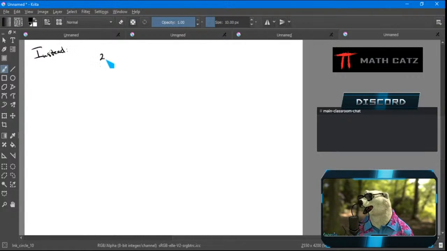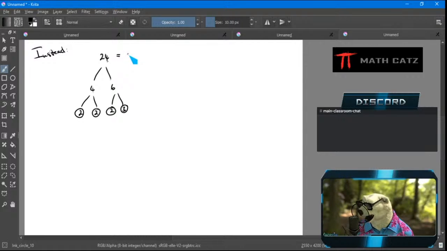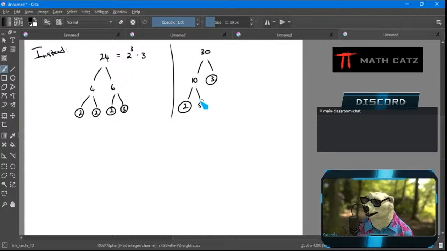we can say, well, 24, I want its prime factorization. Well, I'm going to need a factor tree for that. 4 and 6 is one option, ending in 2 and 2 on the 4 side, and 2 and 3 on the 6 side. It's not a big number, so the tree isn't big either. But 24 is built with 3 2s and a 3. On the other hand, 30, I can maybe go 10 and 3. 3 is done. 10 is a 2 and a 5. So 30 rather is built from a 2, a 3, and a 5.